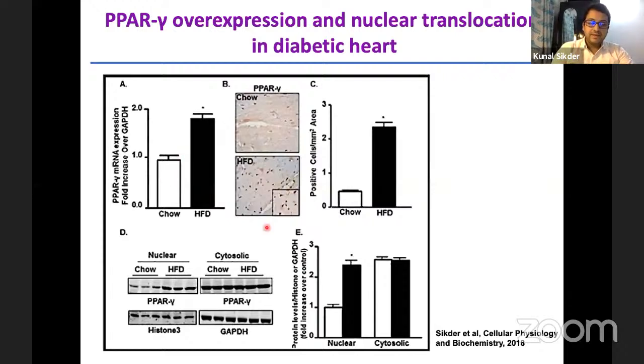And then, we know that PPAR gamma is a nuclear receptor. So we studied whether PPAR gamma is really going to the nucleus or this is some kind of artifact staining. So we isolated the nuclear fraction and the cytosolic fraction from the left ventricular heart tissue. And we blotted for PPAR gamma, and we can see in the cytosolic fraction there is no change between the chow and high fat diet. That means the basal level is the same. But in the nuclear fraction, clearly in the high fat diet group, the expression of PPAR gamma is very, very high. So that means nuclear transcription is happening and PPAR gamma is activated in this heart.